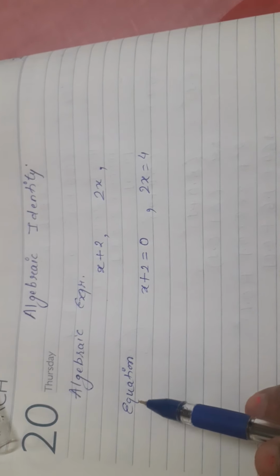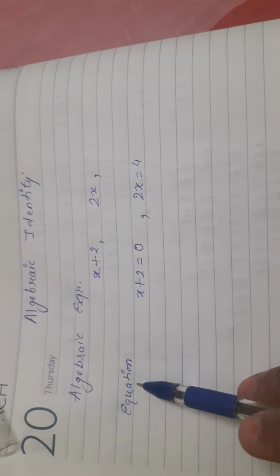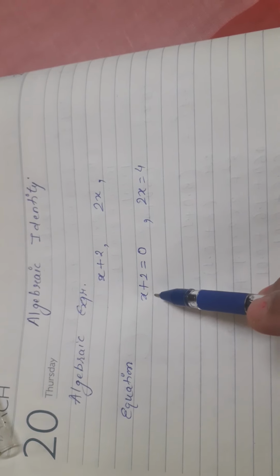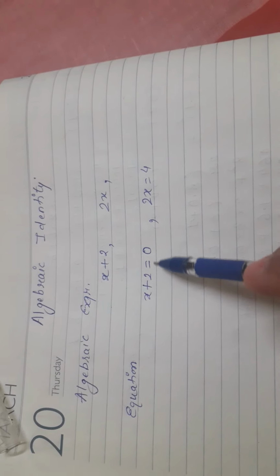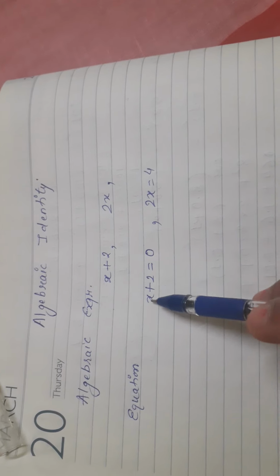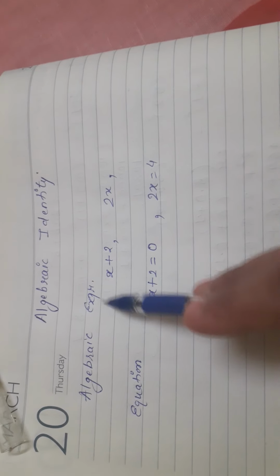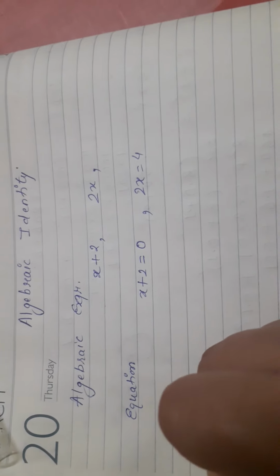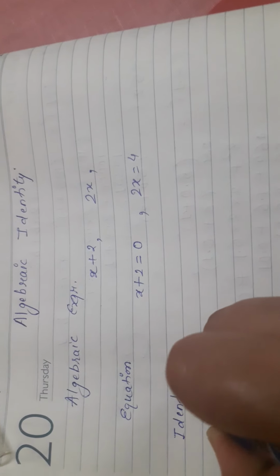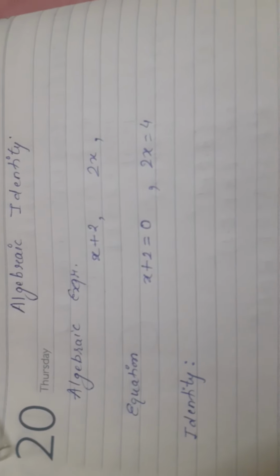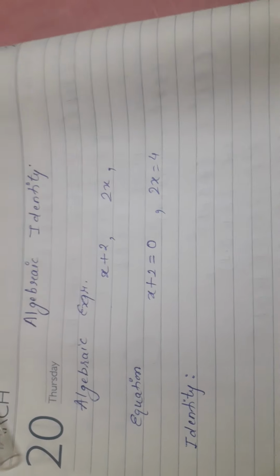Clear? Then we learned about equation. What is an equation? An algebraic expression with an equality sign. So these two are equations, these two are algebraic expressions. Now what is an identity? If you want to understand this, we will have to take one example.